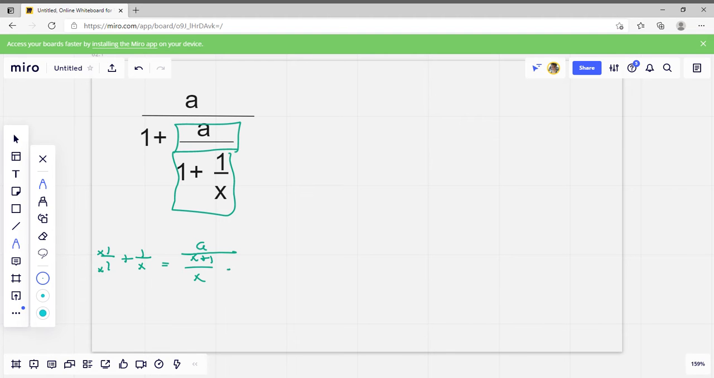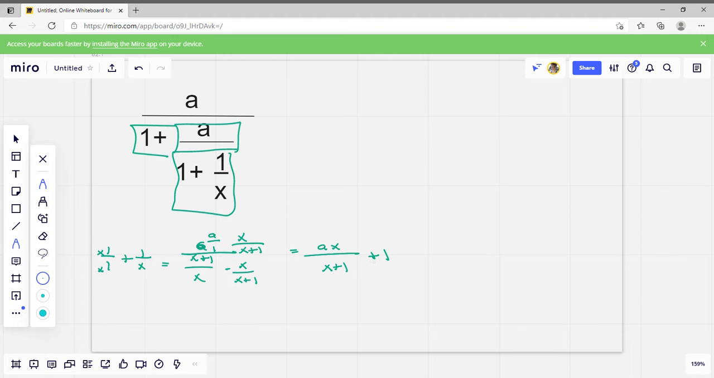Alright, so we're going to have to flip and multiply on the top and the bottom. And this a would really be a over 1. And we're going to get ax over x plus 1. Okay, that's all that. Now we're going to add this 1 right here. So now we're including that.